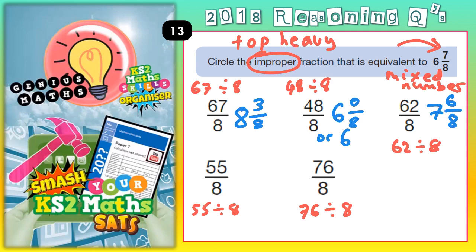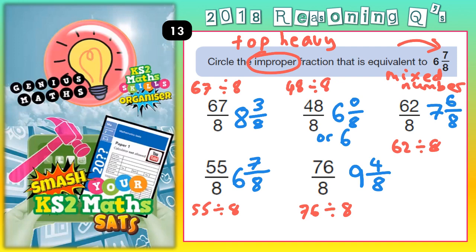55 divided by 8. Well, 6 eights are 48. We've already done that one before. So 6 eights are 48, and to get from 48 up to 55, that's remainder 7. So that's 6 remainder 7, and because we're dealing with 8, 6 and 7/8. And 76 divided by 8, your 8 times table should tell you that 9 eights are 72. That leaves you with 4 left over to get up to 76, so that's 9 and 4/8.